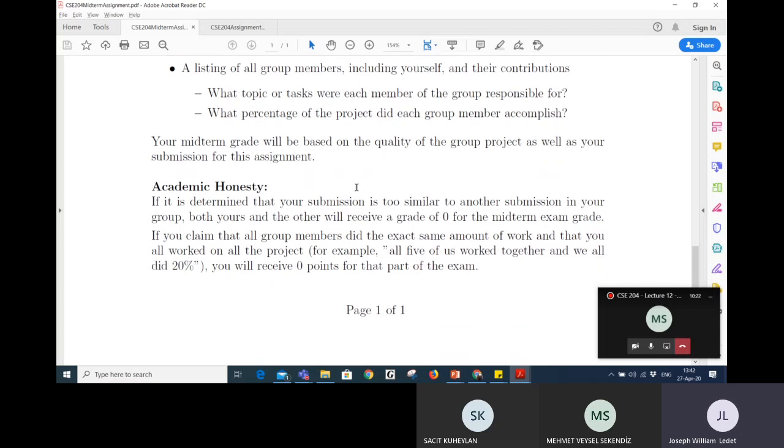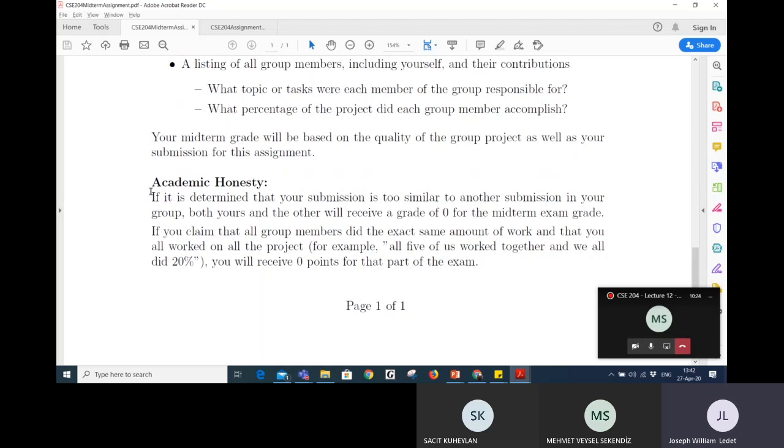Okay, a couple of things that I want to say: if it's determined that you basically just had somebody else type up your submission, or if you just straight copied it from someone else, then you're going to receive a 0 for the midterm exam grade. And when I say that, I don't mean that you will get a 0 for this part, that you're not going to get a 0 for this 20%.